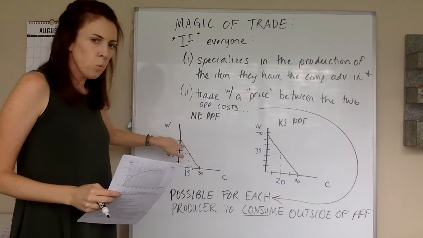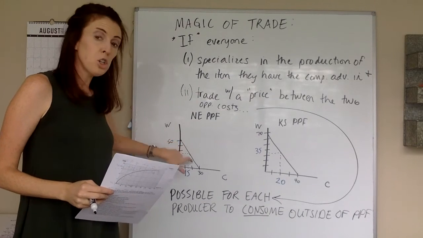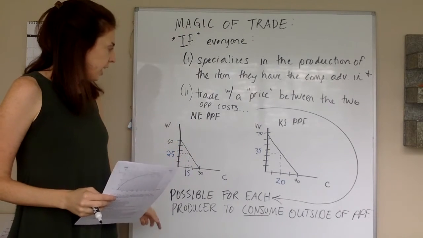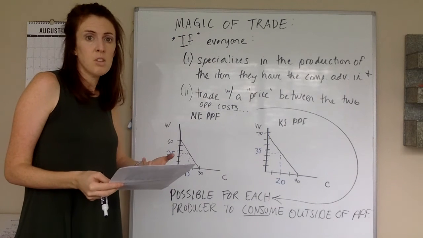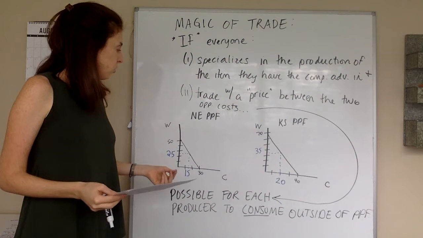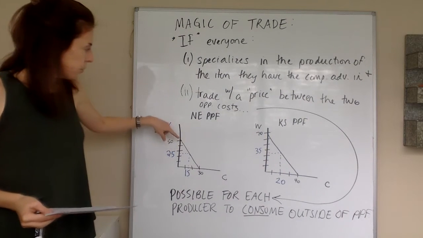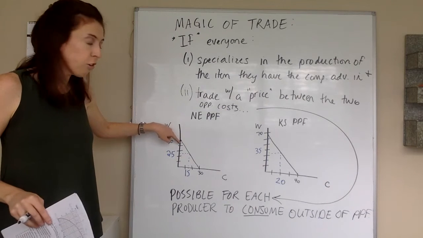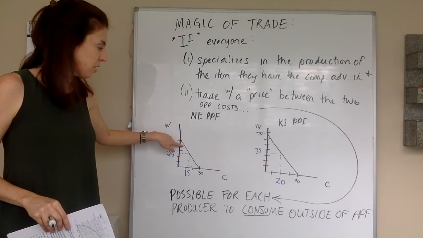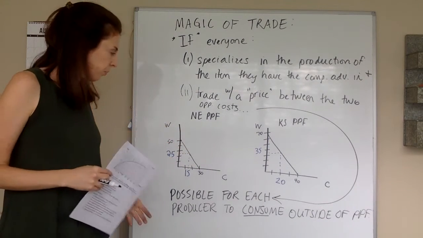The PPF tells us what is possible to produce. If we're in a world where there's no trade, then the only things you have to consume are the things you have to produce. So if there's no trade, then the production possibilities frontier tells us the frontier of what is possible to consume.